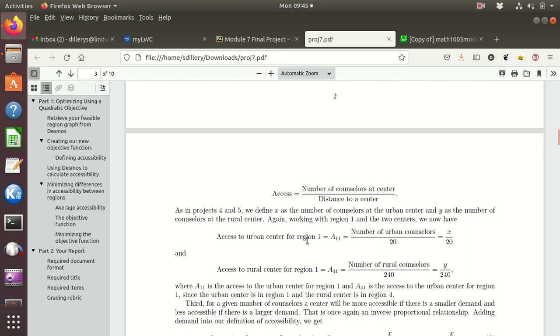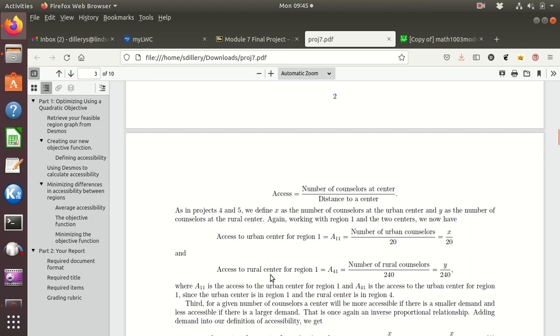And then the second one is for Region 1, and we've got the number of urban councilors over that 20 minutes. But what's the number of urban councilors? Remember, we defined the number of urban councilors as X, and Y as the number of rural councilors. And so we get this expression of X over 20. Now the problem is we don't know X yet, right? That's what we're going to optimize for, to try to find that number of councilors.